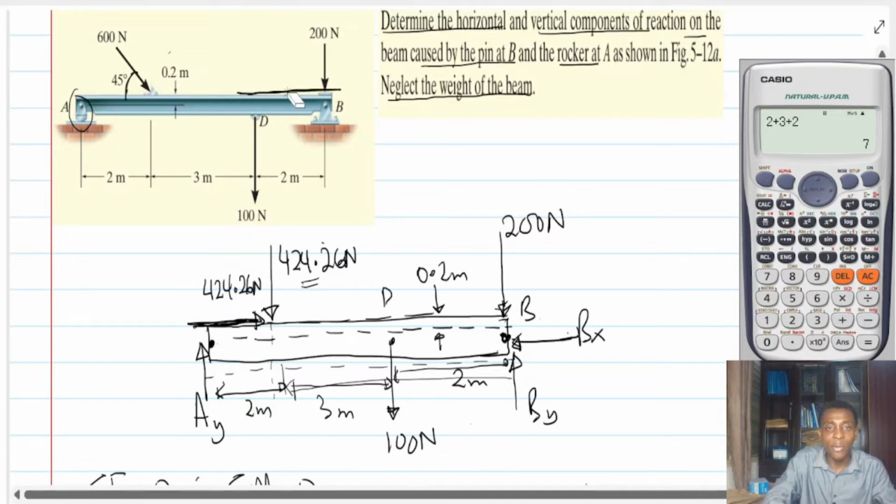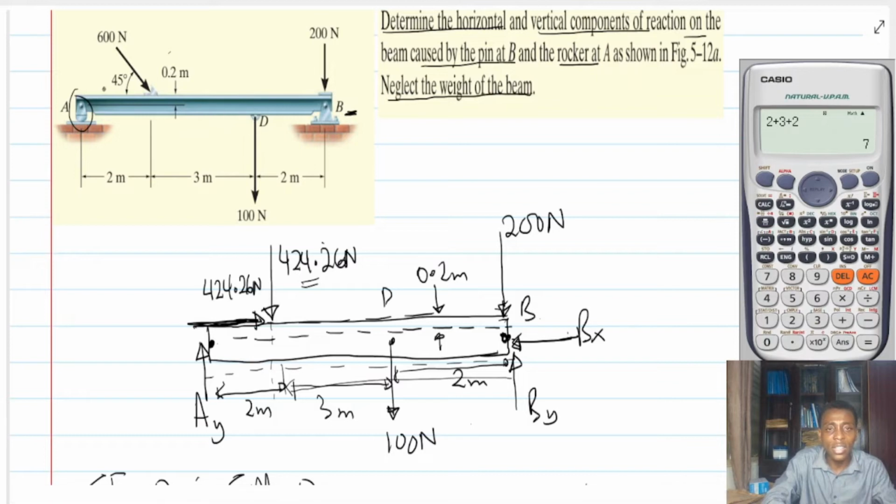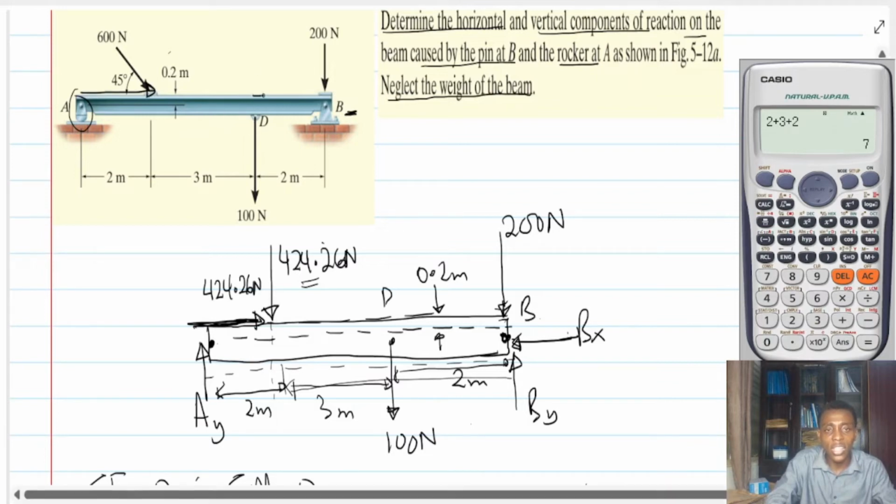Do you see? Now, what happens is that if I want to take moment about point B, it's not 0. There is a small distance over here, which is the 0.2, and I don't want you to be confused. Our force is coming this way. So if I resolve the 424, by using the principle of transmissibility, the force which is here is actually in this direction over here, 424.26. But there is a small distance.